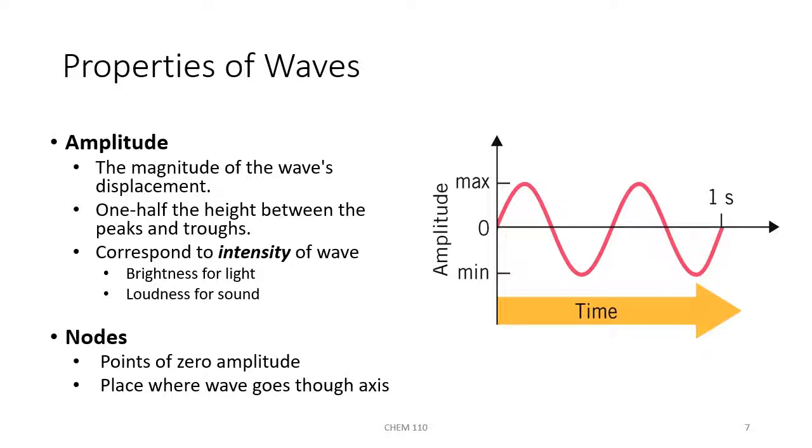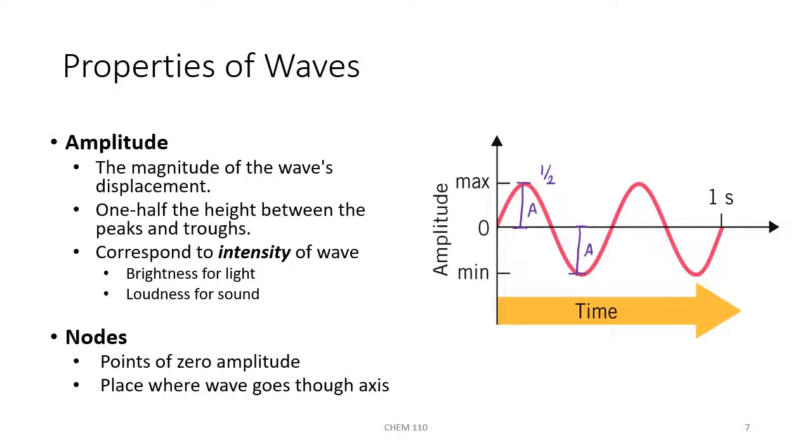Amplitude is measured as 1/2 the height between the peaks and the troughs. So we would have this distance as being 1/2 between a peak and the baseline. Therefore, that would represent our amplitude. This could also represent our amplitude measuring to a trough.